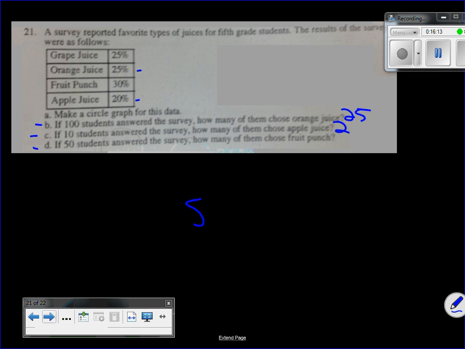Last one, I have 50 students, so 50 is my denominator. Okay. How many of them chose fruit punch? 30% chose fruit punch. So I have a 30 out of 100. That's how we write our percents as a fraction. Divided by 2, 30 divided by 2 gives me 15. 15 chose fruit punch.